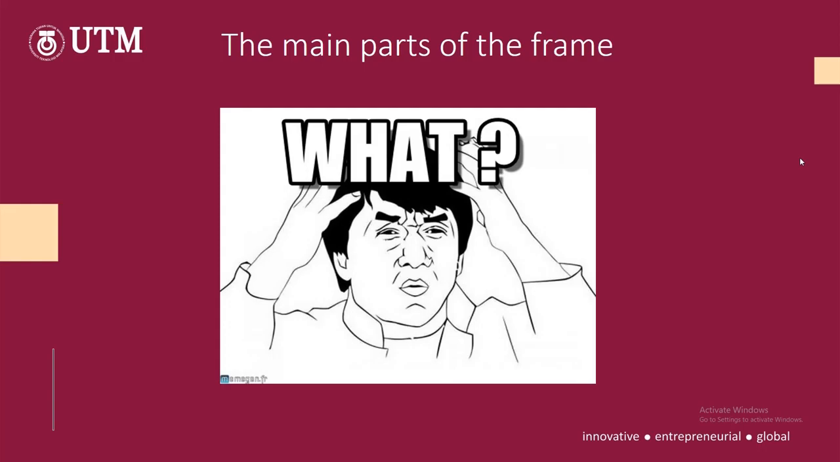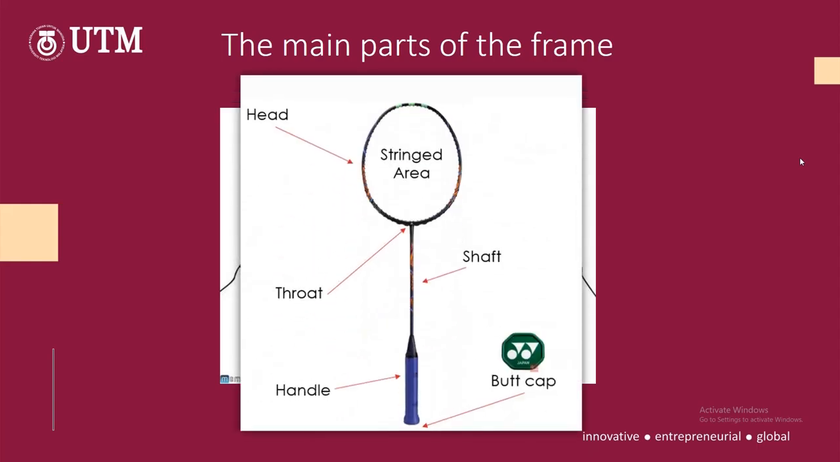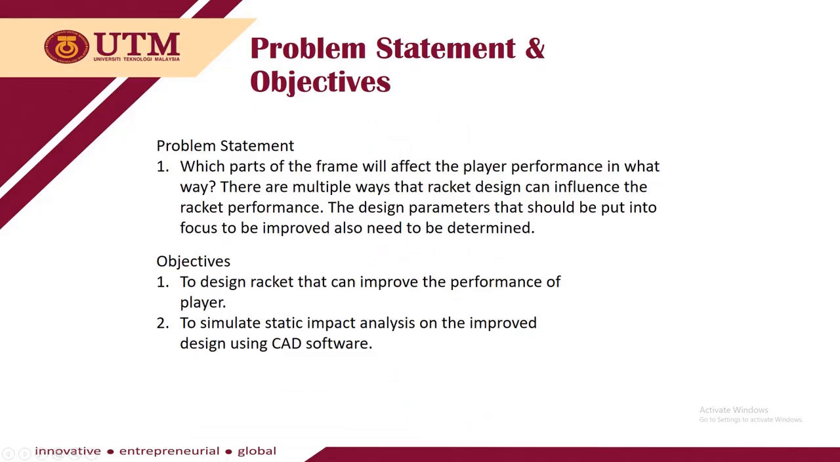But don't worry, let's get to know the basics of what makes up the main parts of the frame. From the top, it consists of the head, which holds the string area. Then, moving down, the throat, which connects the head and the shaft. Then, the shaft is connected to the handle, where we grip our hand around it and close it up with a butt cap.